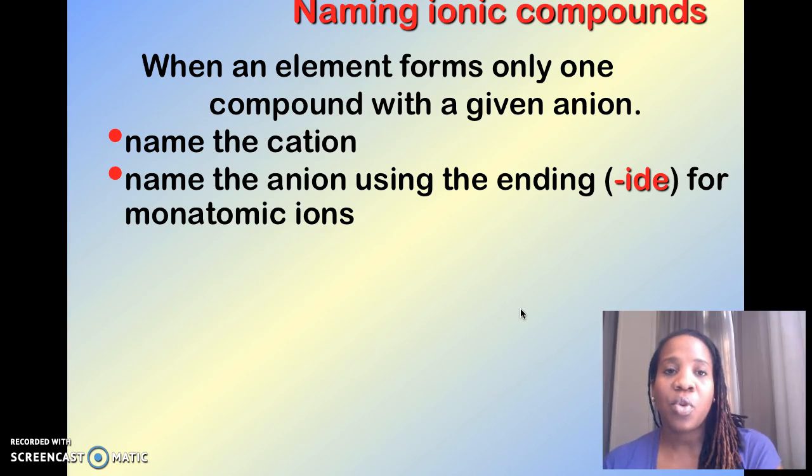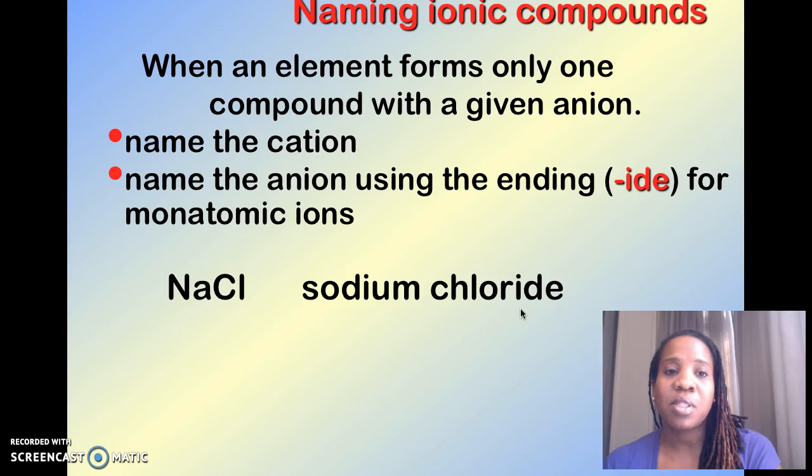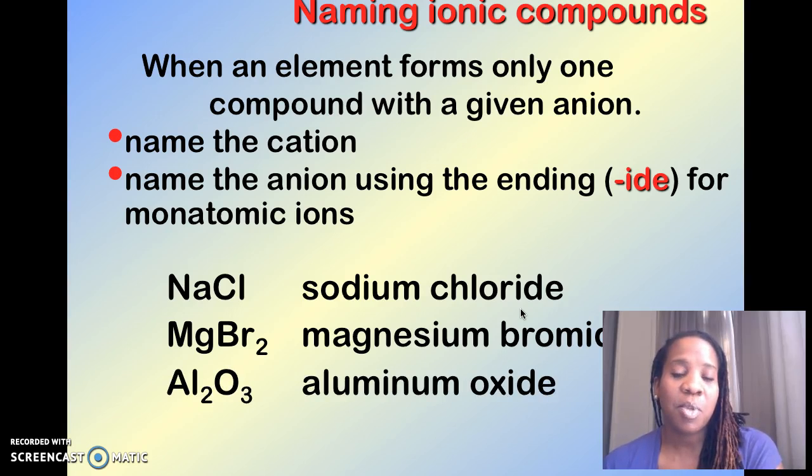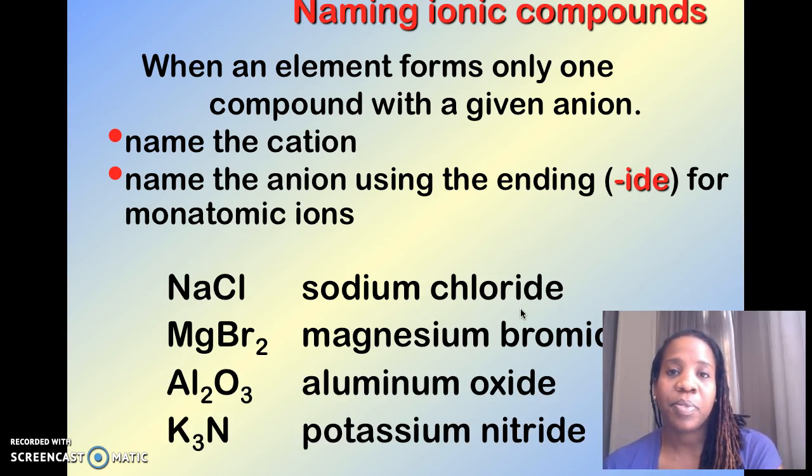So what do you have to know? So when you have the two elements, you name the cation and then you name the anion. The naming is actually easier for most than writing the formulas, okay? So you just name the two ions and you're done.